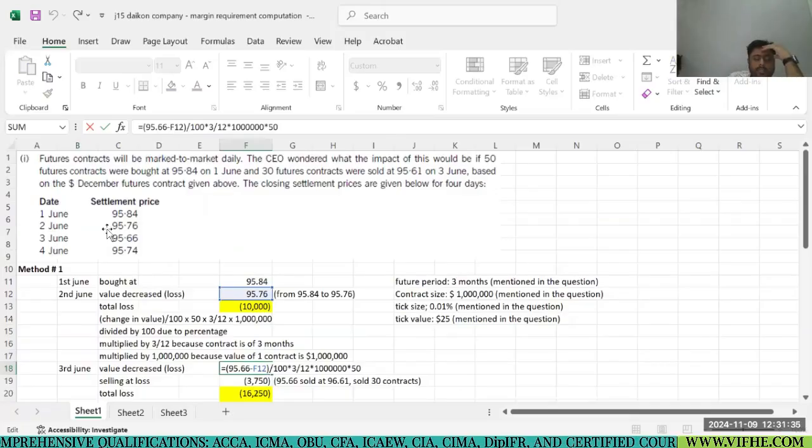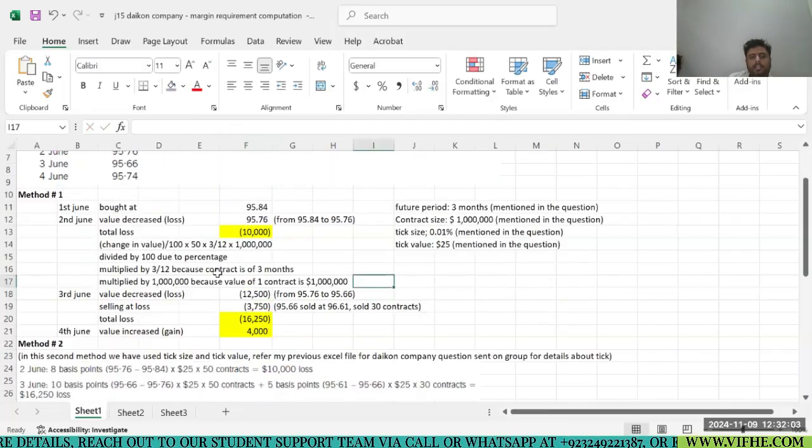On 2nd June, the futures were valued at 95.76, but now on 3rd June, they are valued at 95.66. So the value of this product is decreasing by 0.1. So we take the difference divided by 100 because it is in percentage, multiplied by 3/12, multiplied by 1 million, multiplied by 50. Okay. Good enough.